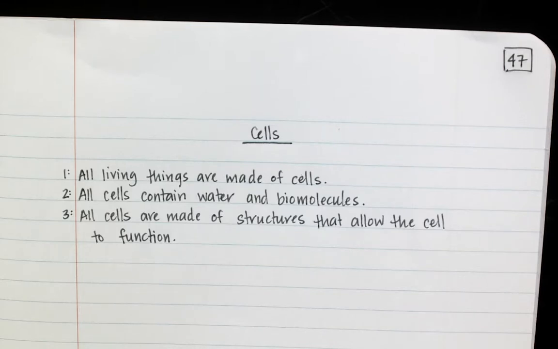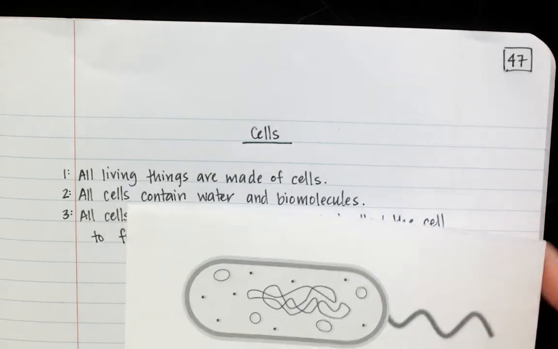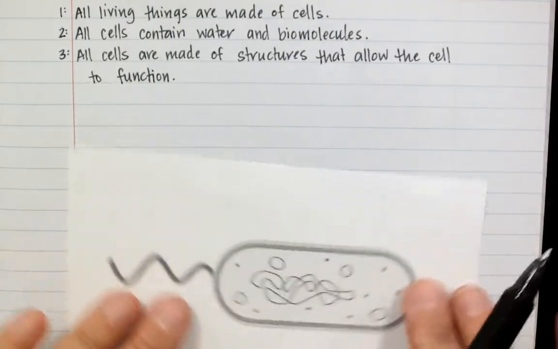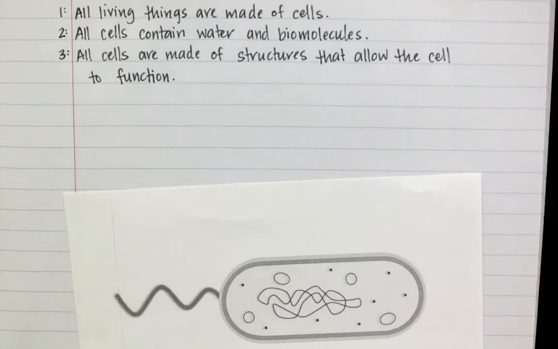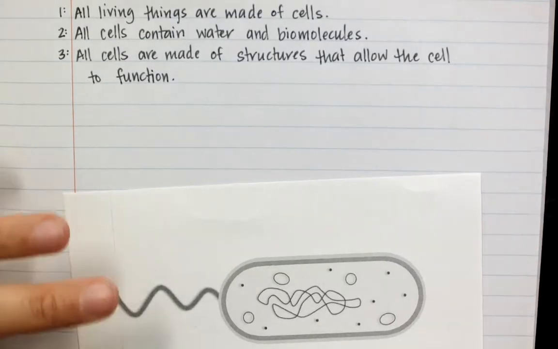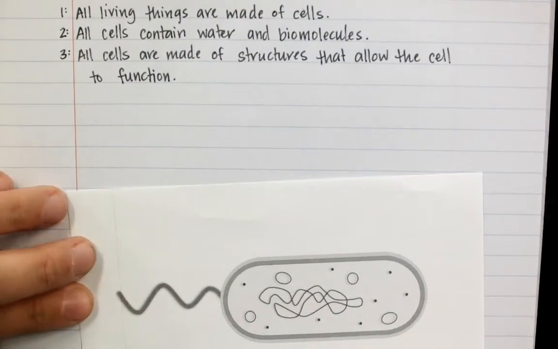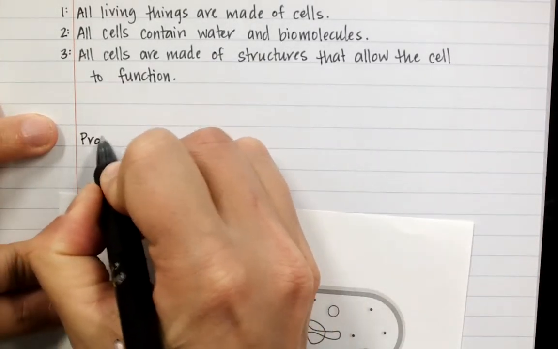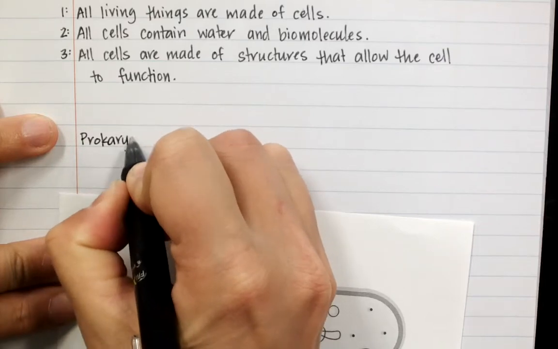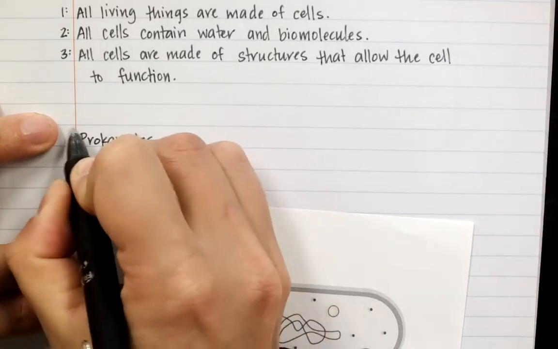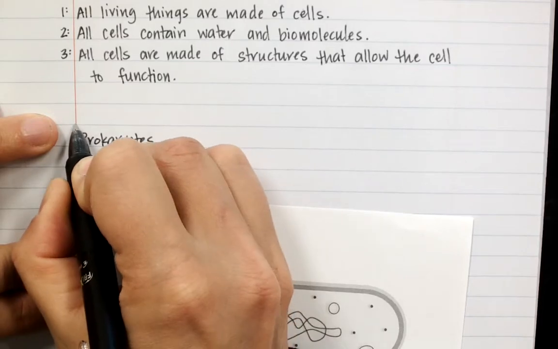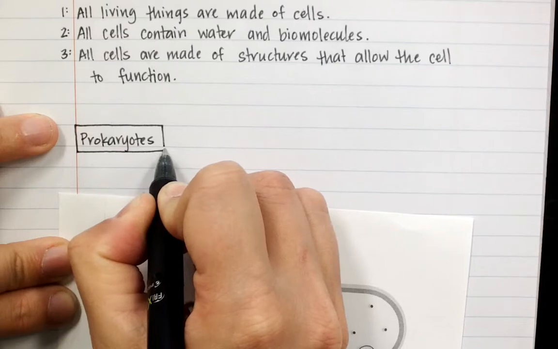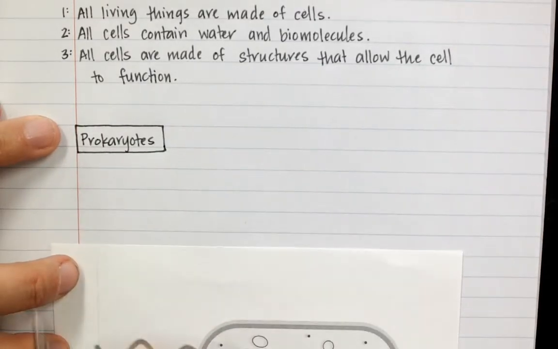So now you need your different cell diagrams. The first one we're going to use is this one. This is from a bacteria cell. And the first type of cell that we're going to be talking about are called prokaryotes. And prokaryotes, these are the most simple of cells. They tend to be bacteria.